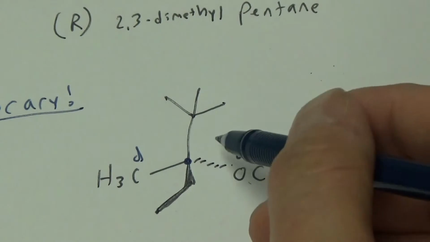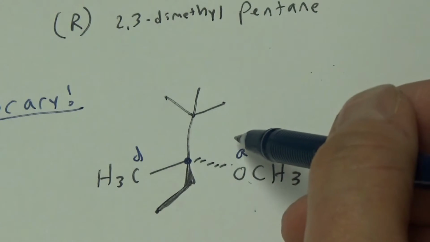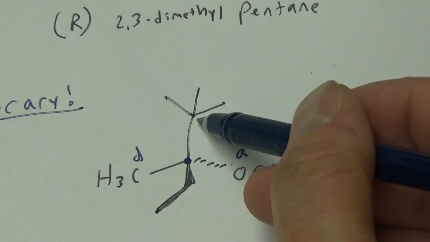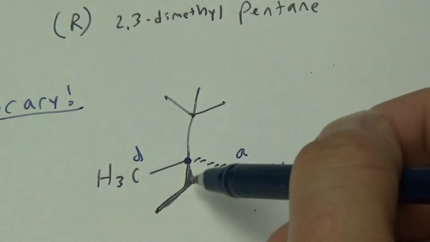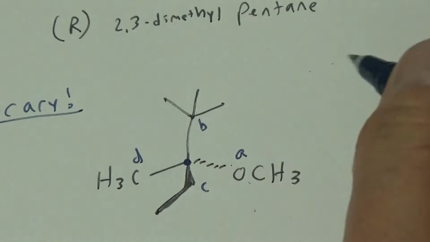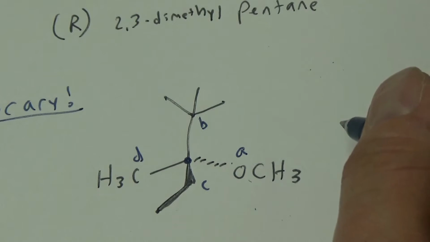Okay, and then now B and C. Well, probably the tert-butyl is going to be B, because it's got 3 carbons on it. This has got 1 carbon on it. So we have B, and we have C. All right, so how do we determine the R and S now?